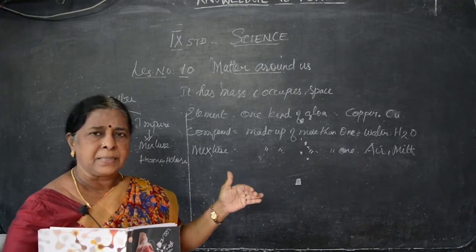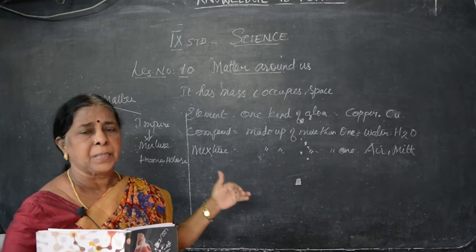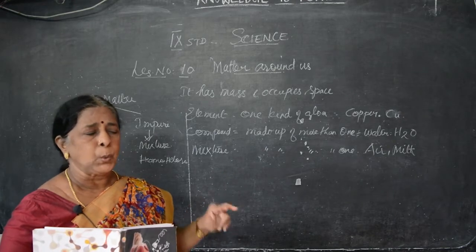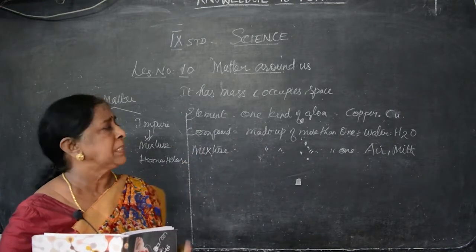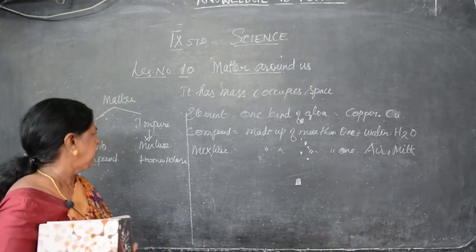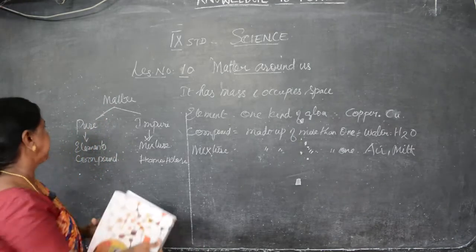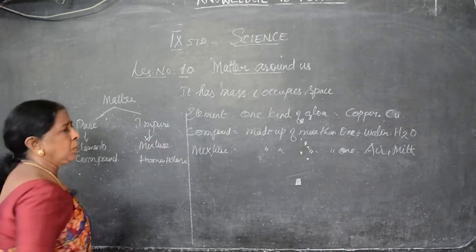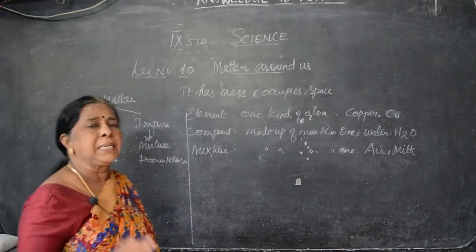Then next to hydrogen, the second element is hydrogen, with atomic number 1. Then 2, like that they go on arranging the elements in ascending order. That is the modern periodic table, which we will study in 10th standard in detail. Clear? So now, there are 119 elements.